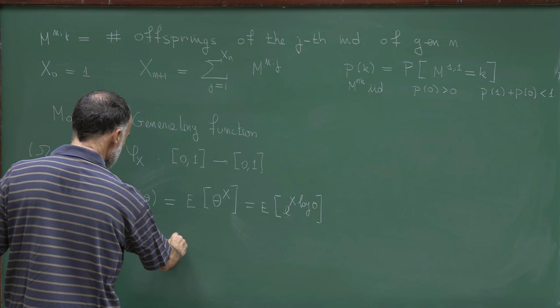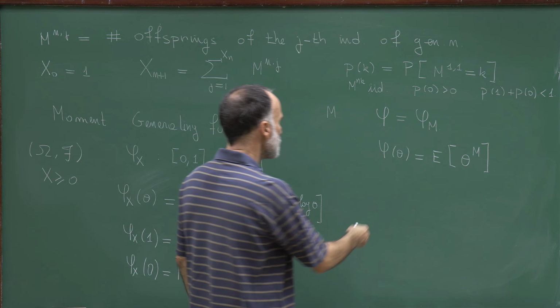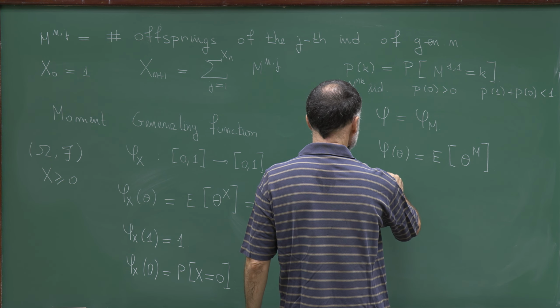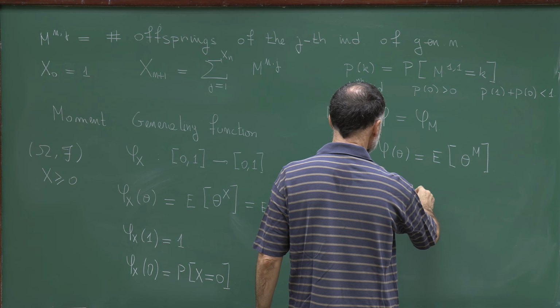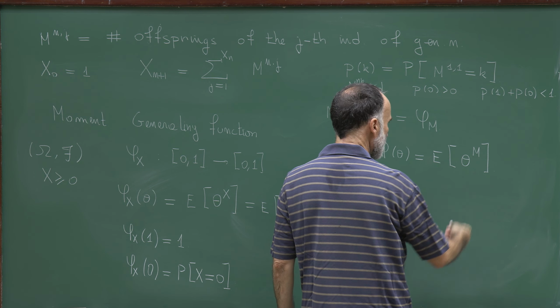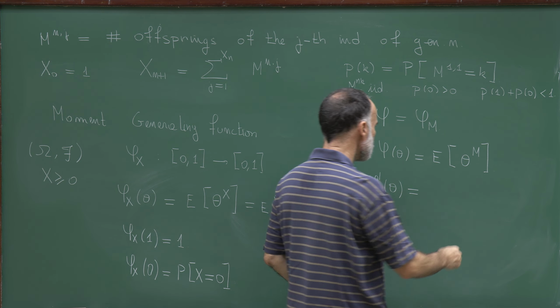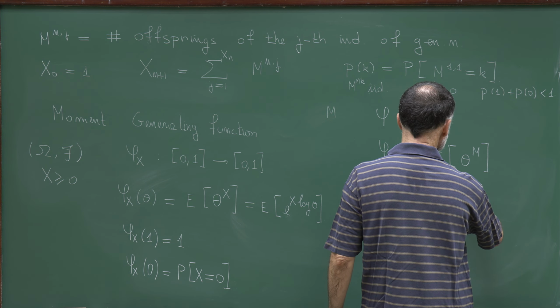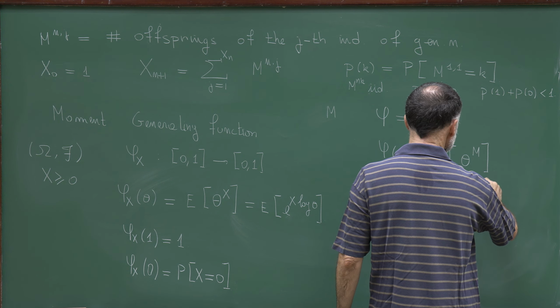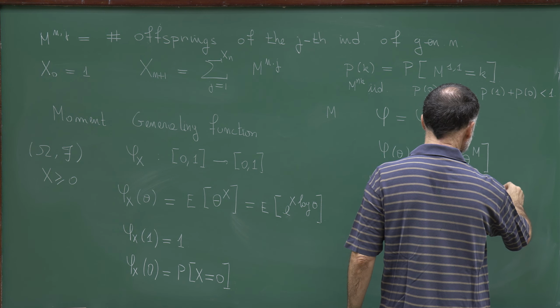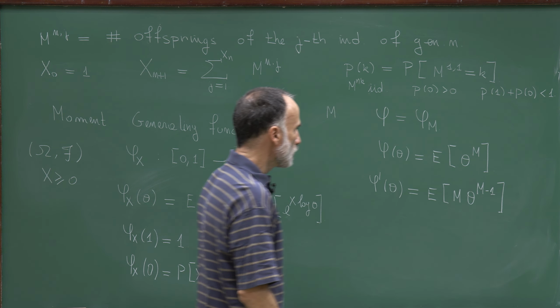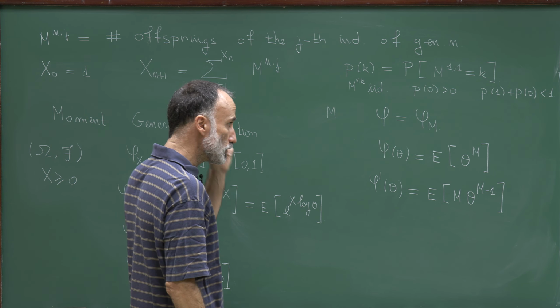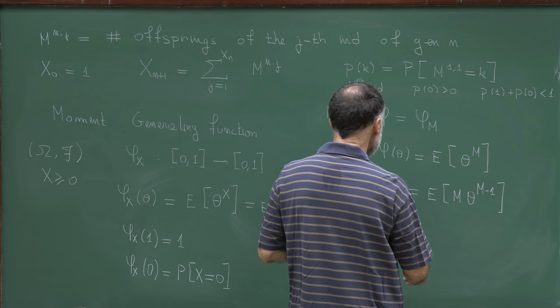And now let me justify why this is called the moment generating function. Let me take a derivative in theta of phi. I leave it to you as an exercise to prove the following formula. What I claim is that this is equal to m times theta to the power m minus 1. I leave it to you as an exercise to prove this identity.